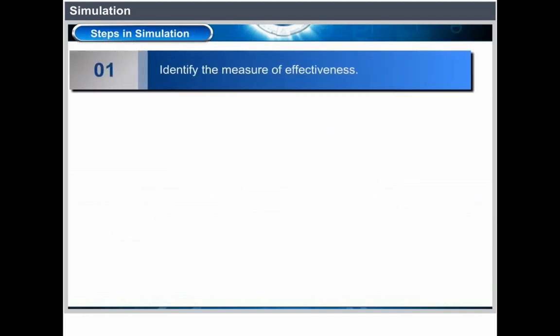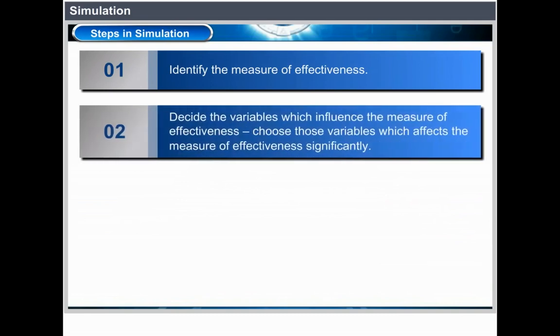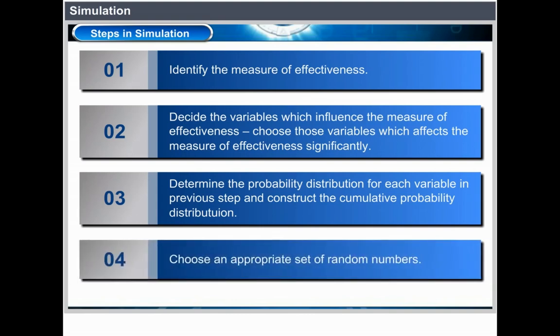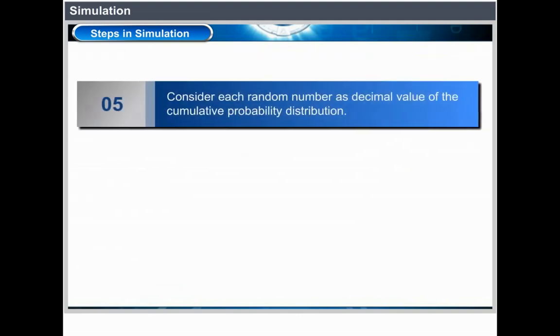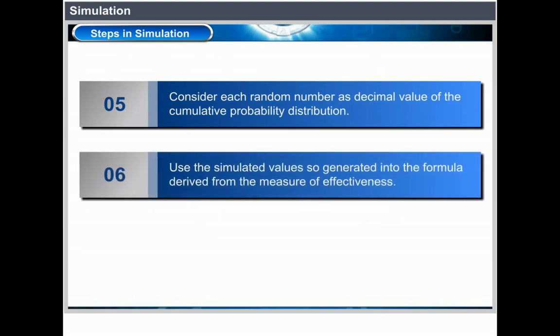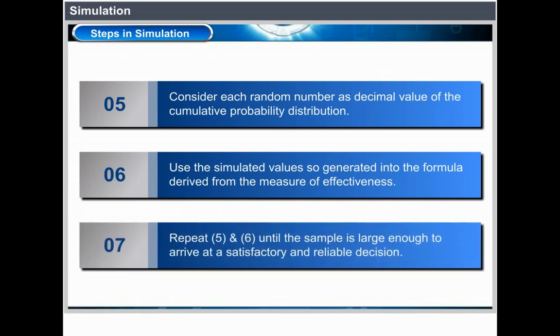Steps in simulation. Number 1. Identify the measure of effectiveness. Number 2. Decide the variables which influence the measure of effectiveness; choose those variables which affect it significantly. Number 3. Determine the probability distribution for each variable in the previous step and construct the cumulative probability distribution. Number 4. Choose an appropriate set of random numbers. Number 5. Consider each random number as a decimal value of the cumulative probability distribution. Number 6. Use the simulated values so generated in the formula derived from the measure of effectiveness. Number 7. Repeat 5 and 6 until the sample is large enough to arrive at a satisfactory and reliable decision.